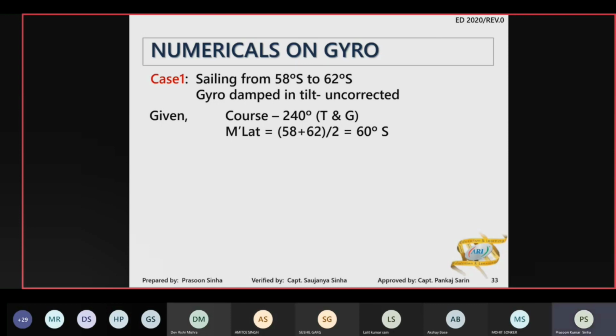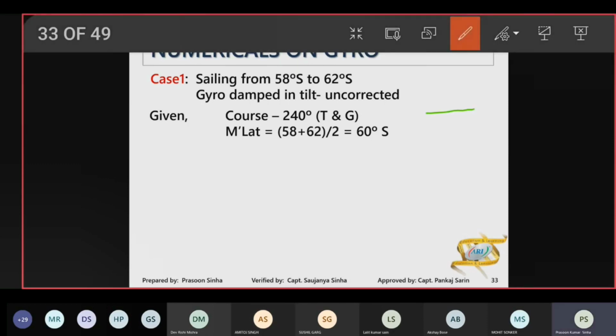Course is given 240 degrees, true and gyro. That means the ship by gyro is also doing the same thing, and true heading is also 240. Mean latitude is 60 degrees. Here, this particular information, 240 true and gyro, has got a relevance. Can somebody identify what is that relevance?